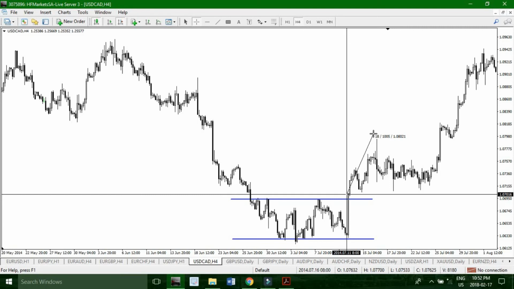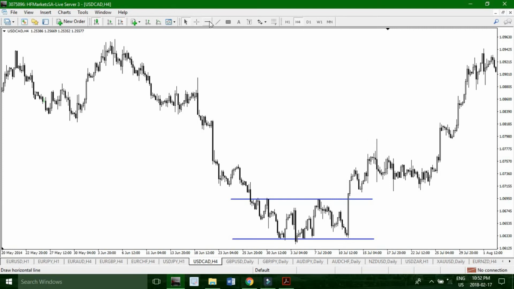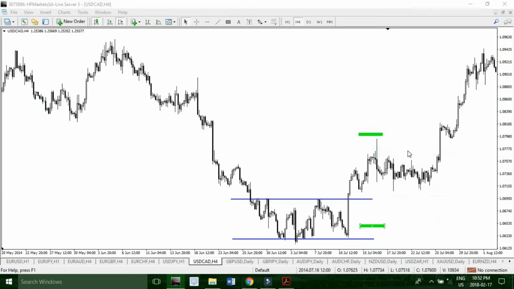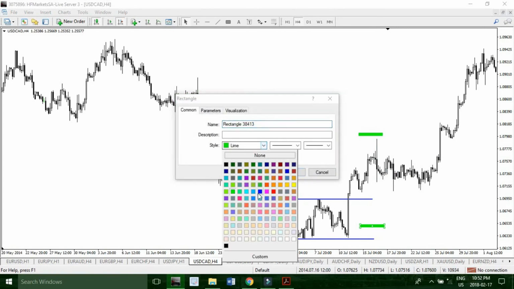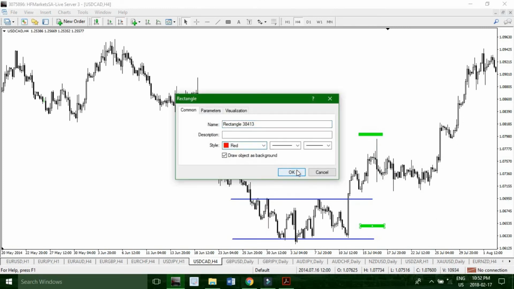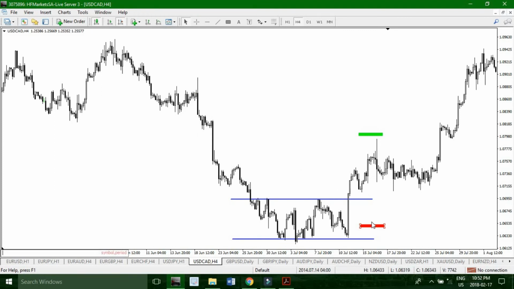So here would be our target, around that level, and a stop loss there. Change color, and that's it. So yeah, that's the second currency pair that we're analyzing.